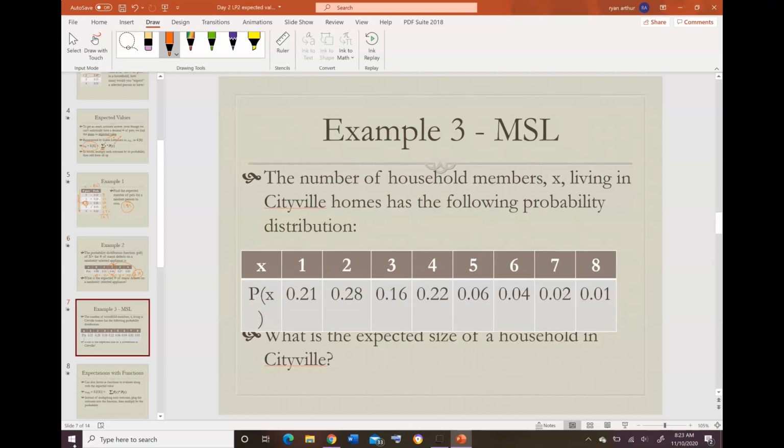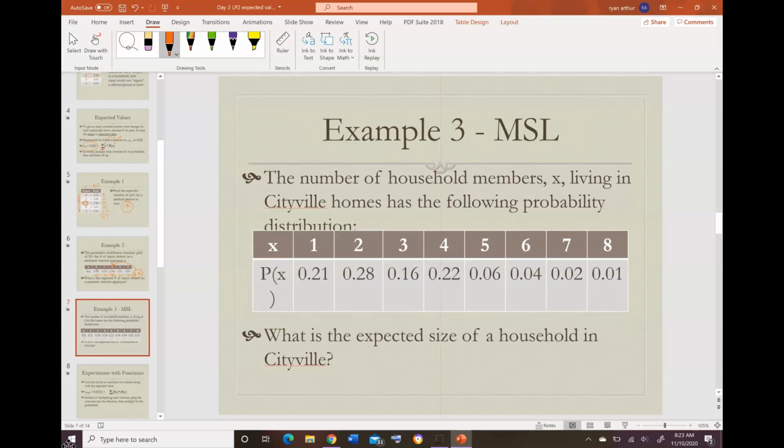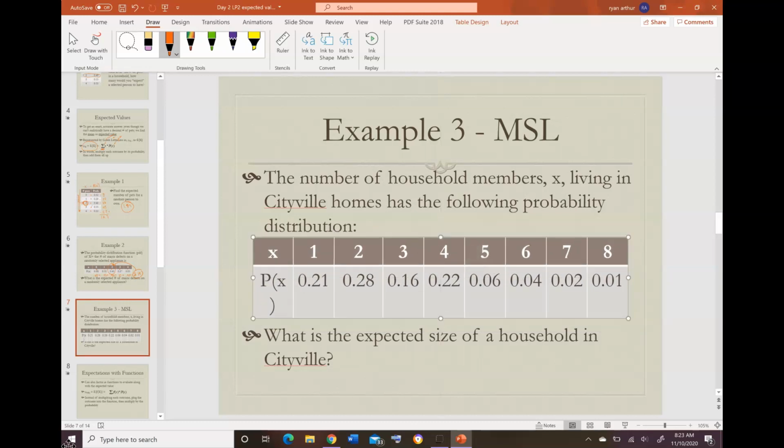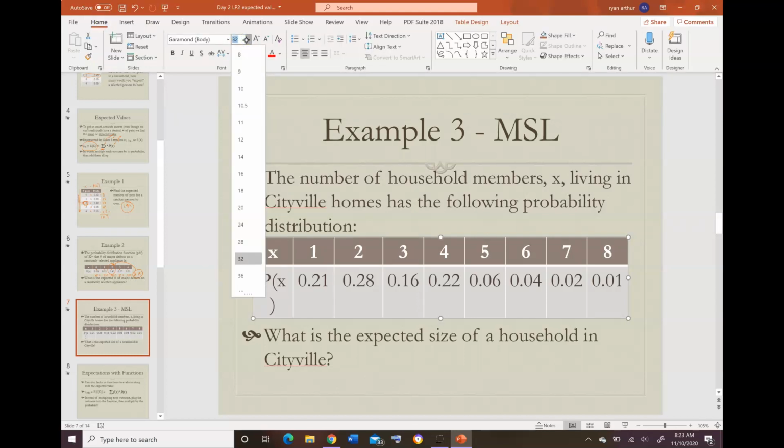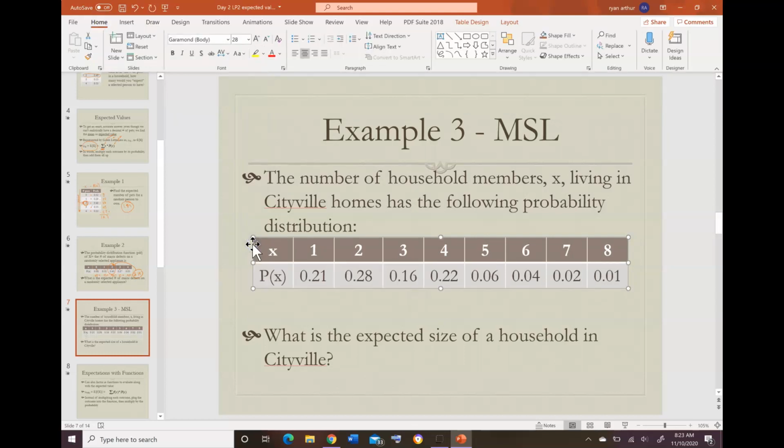This one: the number of household members, X, living in Cityville homes has the following probability distribution. So I want to know the expected size of a household in Cityville, okay? Let's move this table real fast. There we go. I don't like how it's not fitting very well. There we go. Beautiful, guys. All right. So again, I want to find the expected value.